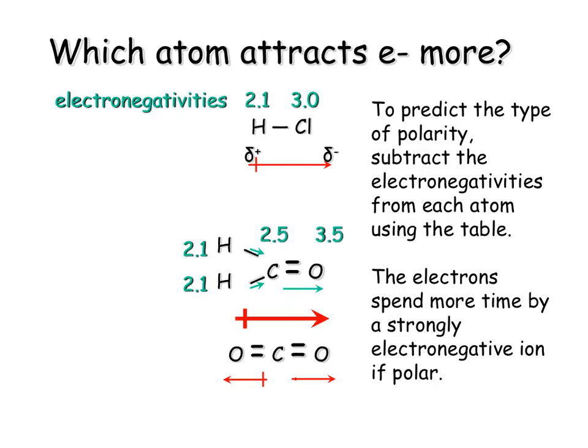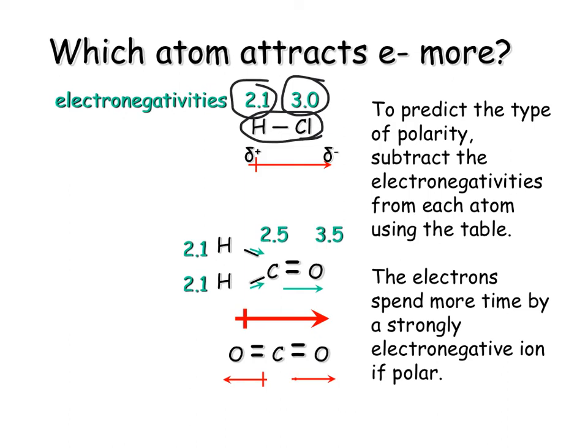Okay, so if we look at the bonds between different elements and we look at their electronegativities, which by the way are given on a chart, they're given a number. So for example, this hydrogen and chlorine bond, hydrogen has an electronegativity of 2.1 and chlorine has an electronegativity of 3.0. We would have to look that up.